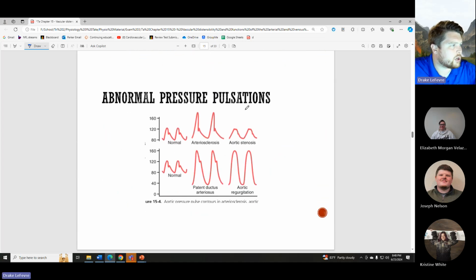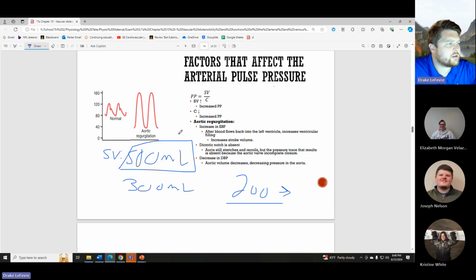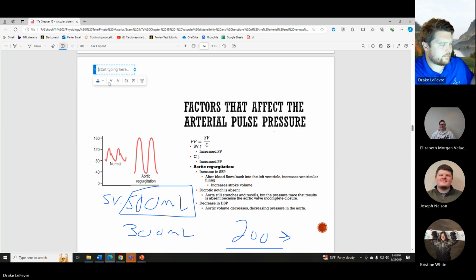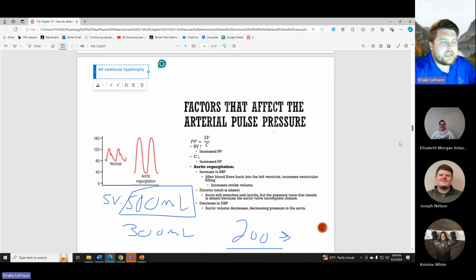Here's our whole chart. Also, with aortic regurgitation, what other issues within the heart are we going to have? After a long time, what's going to start to happen with the heart? Left ventricle hypertrophy. Good. What's that going to look like on an EKG? What sort of pertinent findings would we have with left ventricular hypertrophy?